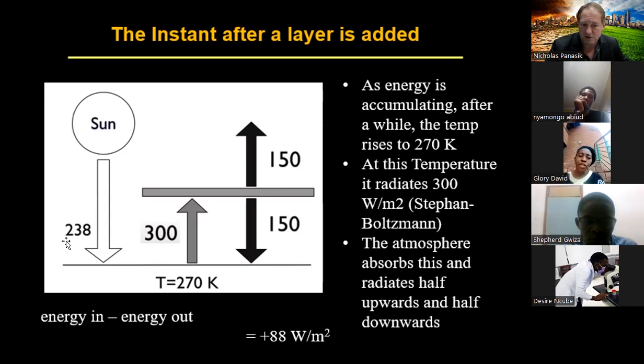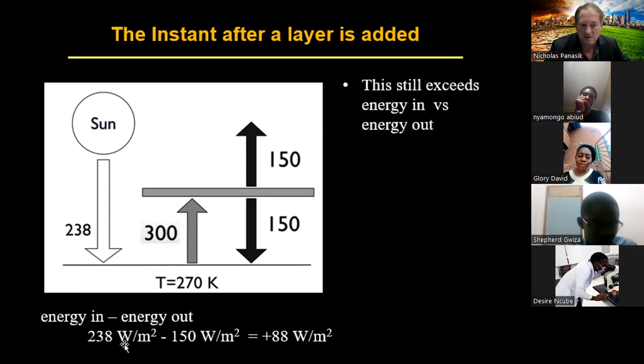300 minus 38. What's the energy coming in from our planet into this planet? 238. And what's the energy leaving? Well, you're going off into space now. We're looking at that. So 150. So 238 minus 150 is giving you plus 88.